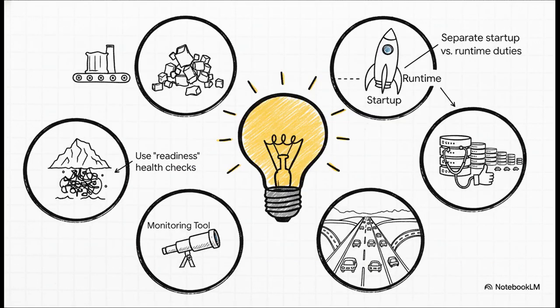So the real solution is a change in mindset. You have to design your systems to work with the Node runtime, not fight against it. That means you design to minimize process churn. You make sure your health checks are smart enough to know when an instance is truly ready to handle traffic. And you start monitoring the runtime itself, the V8 heap, garbage collection, not just your application's output.